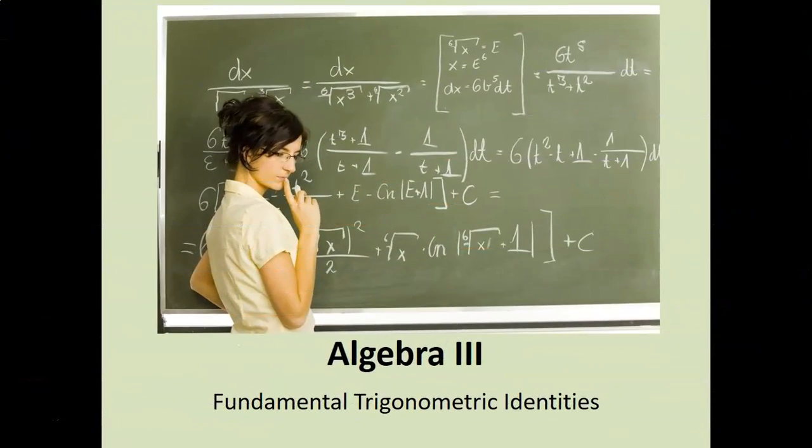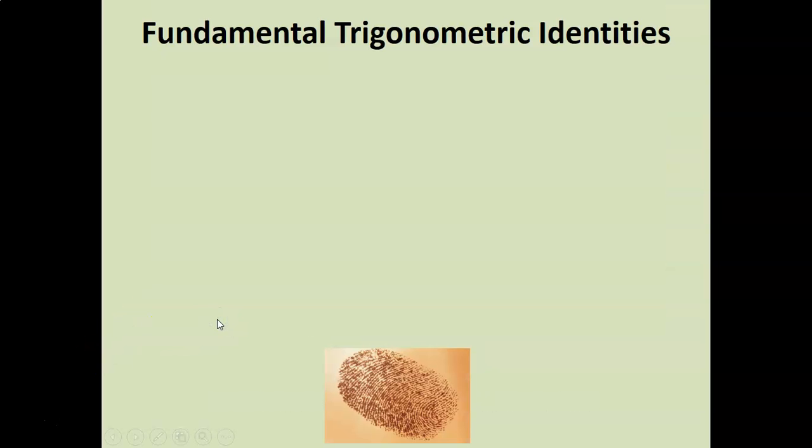Hey, welcome back. Today we're going to begin talking about some of the properties of trigonometric functions, and we call these the fundamental trigonometric identities. Basically, they're the properties that the trigonometric functions have that help us work with them and manipulate them in order to find certain values of angles and the properties of angles that we're working with.